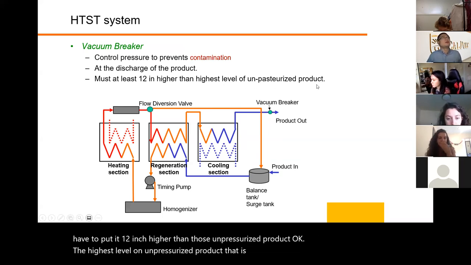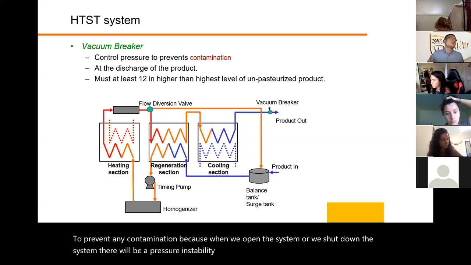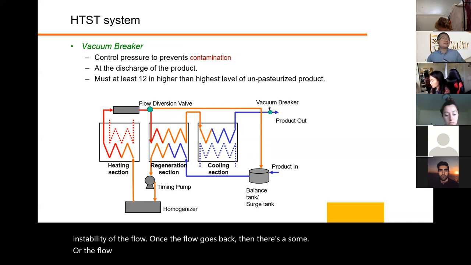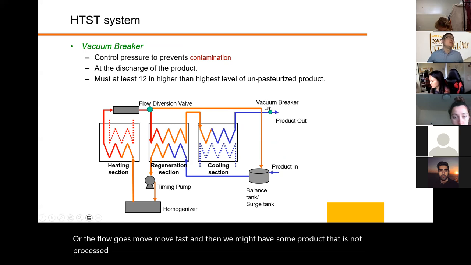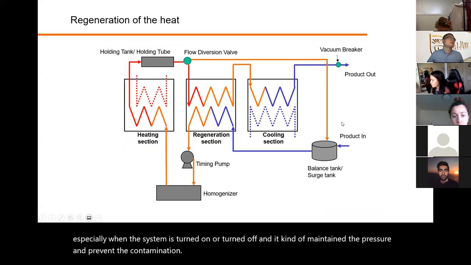That is also to prevent any contamination, because when we open the system or shut down the system, there will be pressure instability that will cause backflow, or instability of the flow. Once the flow goes back, or the flow moves fast, we might have some product that is not processed well, right? So in that case, a vacuum breaker prevents those scenarios, especially when the system is turned on or turned off. It maintains the pressure and prevents the contamination. So that's a vacuum breaker, okay?